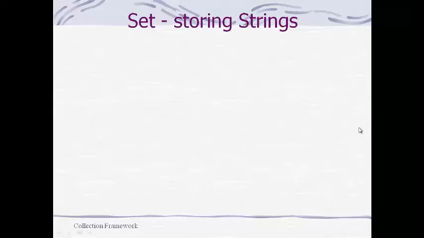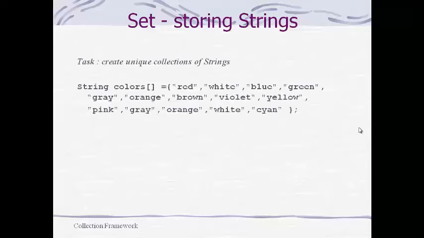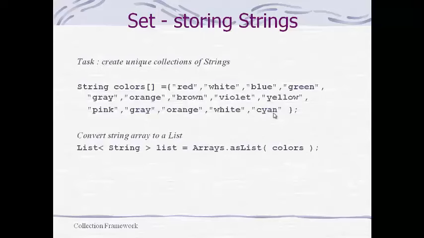Using a set to store strings. The task is to create a unique collection of strings. So we have a string array colors, which has a set of colors. To convert this into a list, use the class Arrays and the method asList, passing the colors array to it. It returns a list.